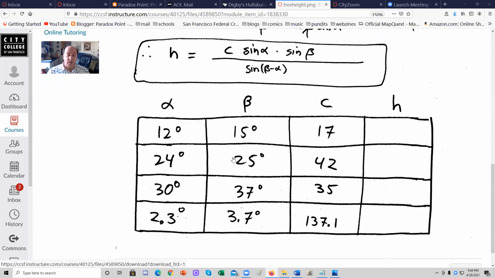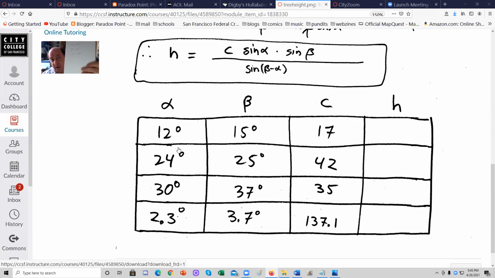Here are some examples. 12 degrees, 5, 15 degrees, 17, what's h? 24, 25, 42, what's h? And so on. Let's try an example. Let's say alpha equals 17 degrees, beta equals 14 degrees, and c is 20 feet.